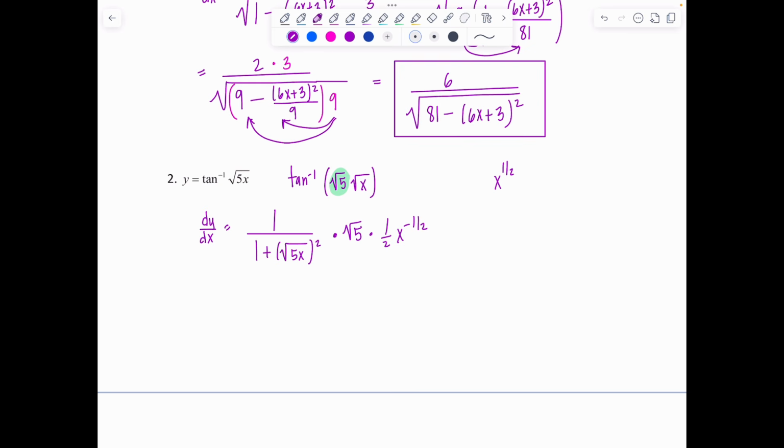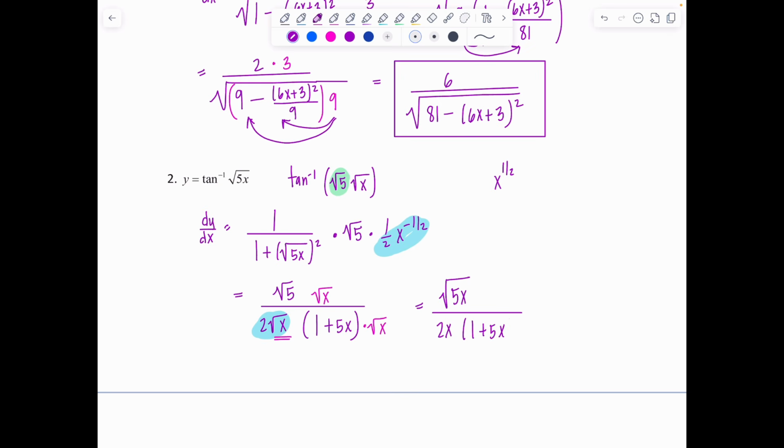Okay. So let's clean up. So we have rad 5 over, let me write this as 2 rad x. So this becomes 2 rad x in the bottom. And then I have times the quantity 1 plus, now it's just a 5x once I square this, right? And then from here, the last thing I would do is just rationalize the denominator. So to get rid of that rad x, let's multiply by rad x top and bottom. I would leave it as rad 5x over, now I just have 2x times 1 plus 5x. Okay, cute.